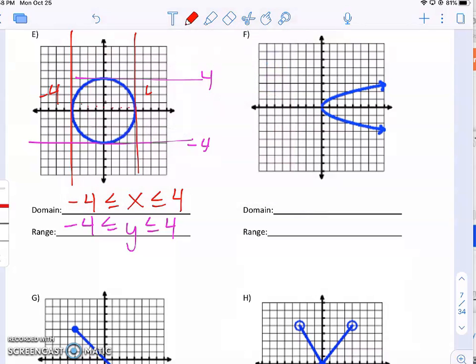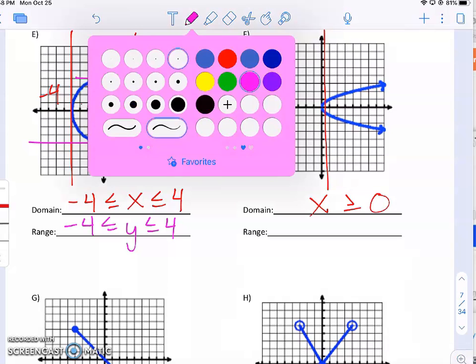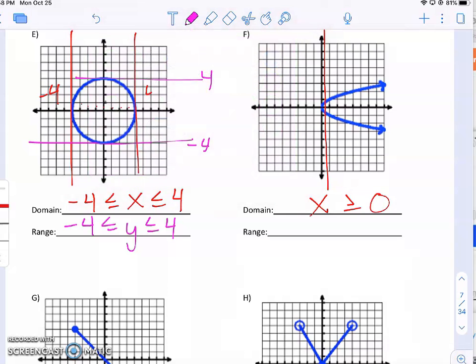So our domain, it starts here and keeps on going. So I'm just going to say x is greater than or equal to 0. And now the y. So it keeps getting higher and higher. So there's no limit. I can't box it like here. It would go past these lines. So it keeps getting higher and higher. So I'm just going to say it's all real numbers.